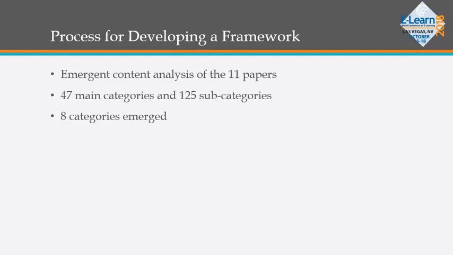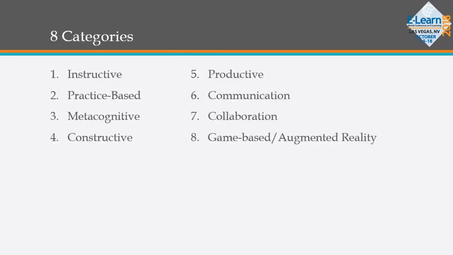So we decided to conduct an emergent content analysis of the 11 proposed frameworks. We came up with 47 main categories and 125 subcategories. After an extensive analysis, we came up with 8 categories. These include instructive, practice-based, metacognitive, constructive, productive, communication, collaboration, and game-based or augmented reality apps. Let's take a look at each category individually.